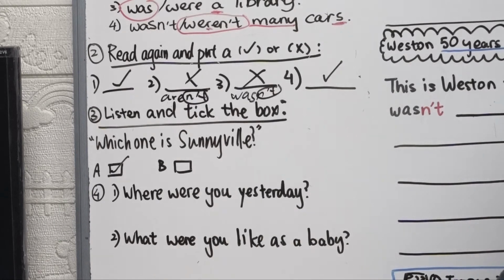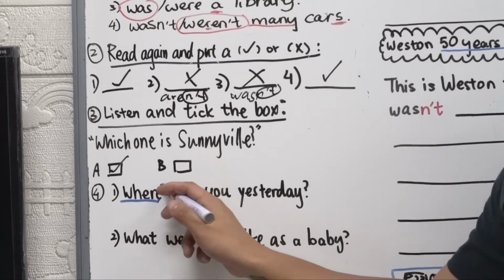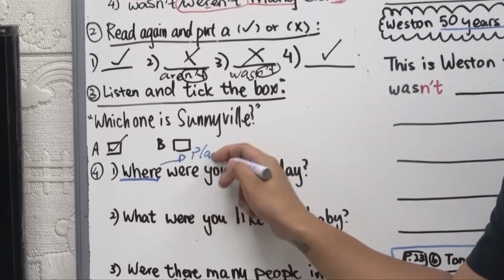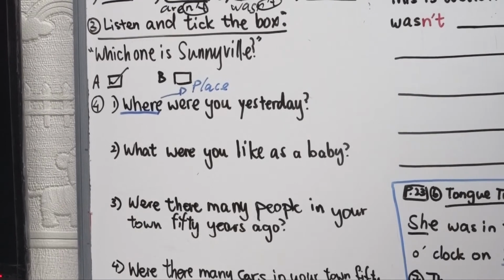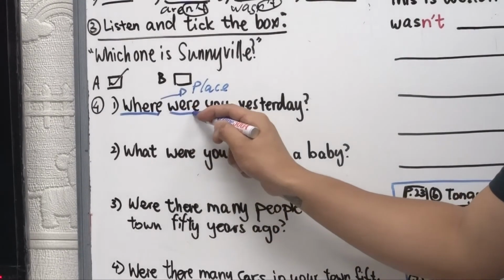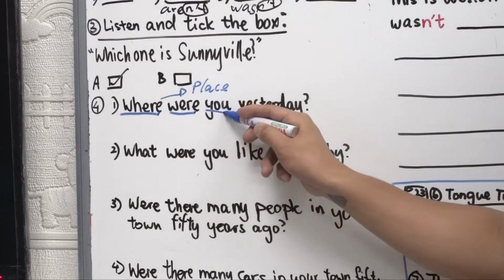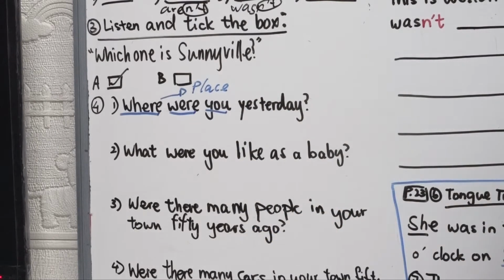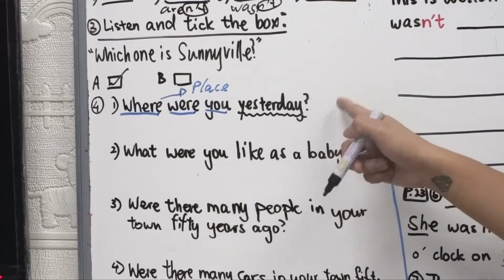So which question word did we use for number 1 in part 4? Which question word did we use? Right, we use where. And where is talking about places, right? We will talk about the place. So where were you yesterday? And then we use the past tense, right? We use past tense, were. Right, this is the past of to be form of are. And then we have the subject, you. Right? And then we have the time, yesterday. So this tells us it's a past tense, right?